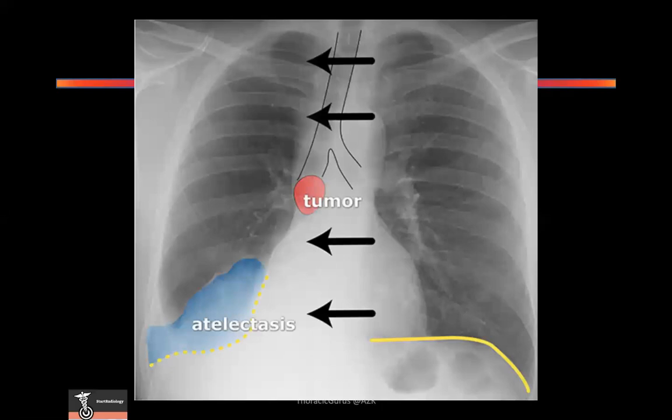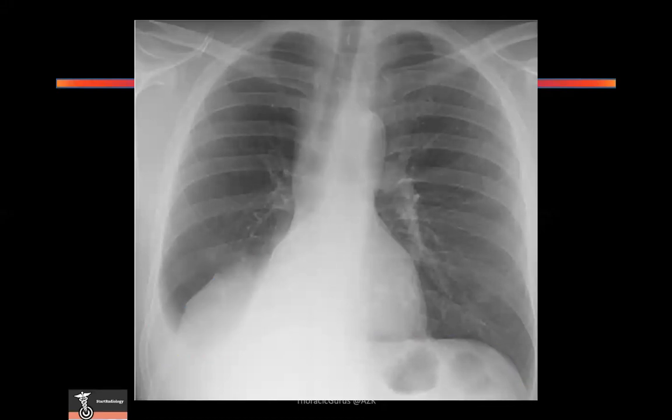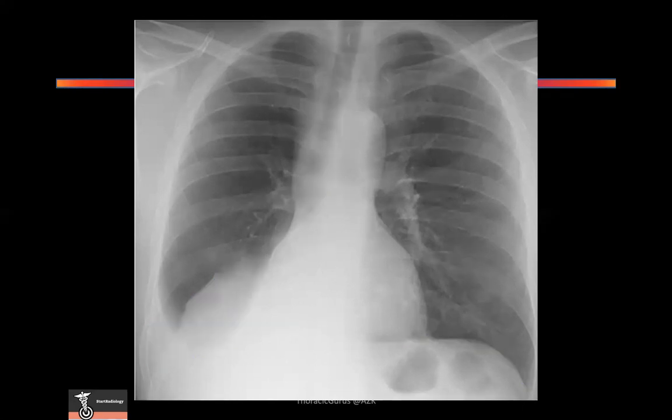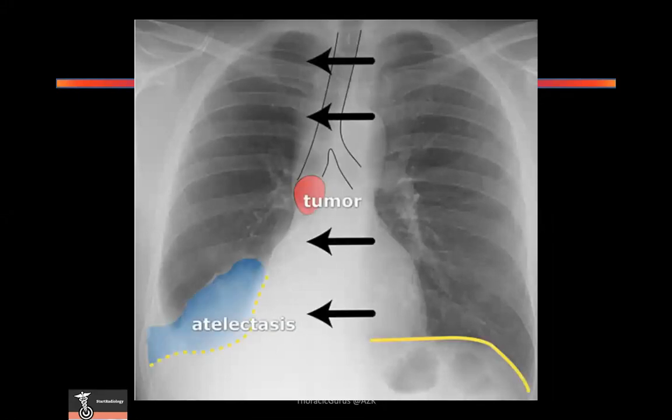There is atelectasis, there is loss of cardiophrenic angle, the airway is abruptly cut off. There is an abrupt cut off of the airway. And more importantly, there's a tumor there, which you can see. And as a result of which, there is a shift of the mediastinum to the right side. Can you appreciate that on this chest X-ray? Now that I've shown you, everybody will see it.